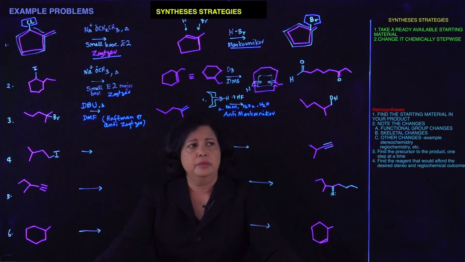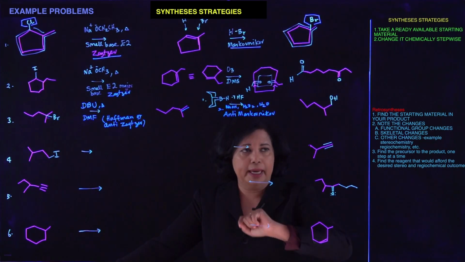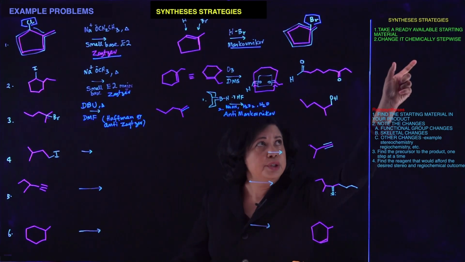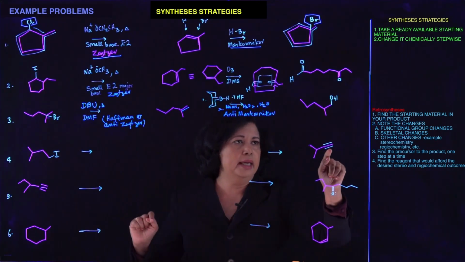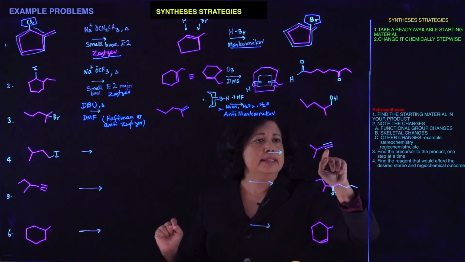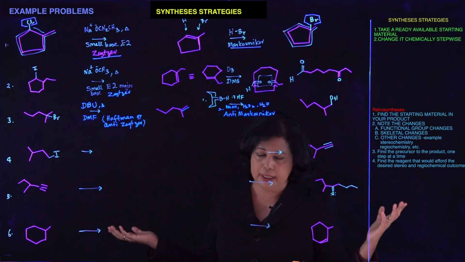Well, over here, what's the way to make an alkyne? Let's start from here. Let's start backwards. Okay. So let's do our retrosynthesis. So we have a functional group change. Iodine became a triple bond. Let's see how you can go back. How did we make an alkyne?